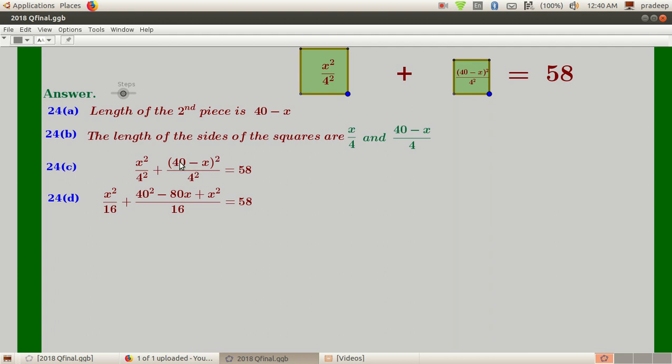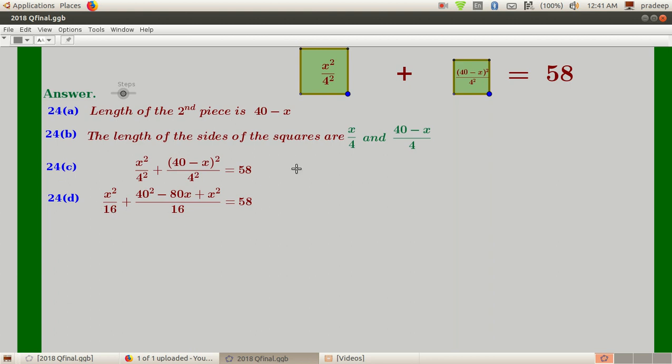Here a is equal to 40, therefore 40 square minus 2 into ab means 40 into x, that is equal to minus 80x. Then here b square, here instead of b we have x, therefore this x square plus x square divided by this 16 is equal to 58. Here the denominator of these two terms is equal to 16.